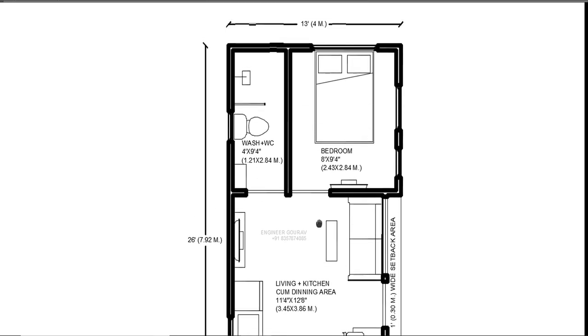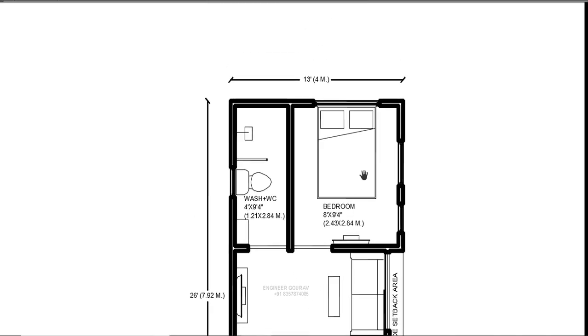And if we go inside, so we have the bedroom here. You can see here the bed arrangement, TV unit on the front wall, and we have large size windows for ventilation and light purpose of this room.